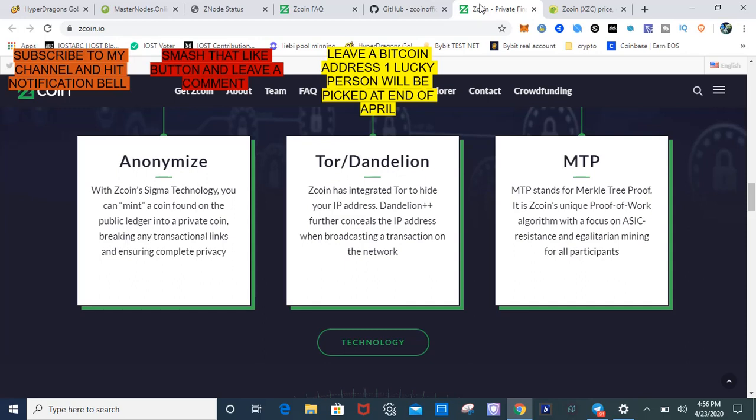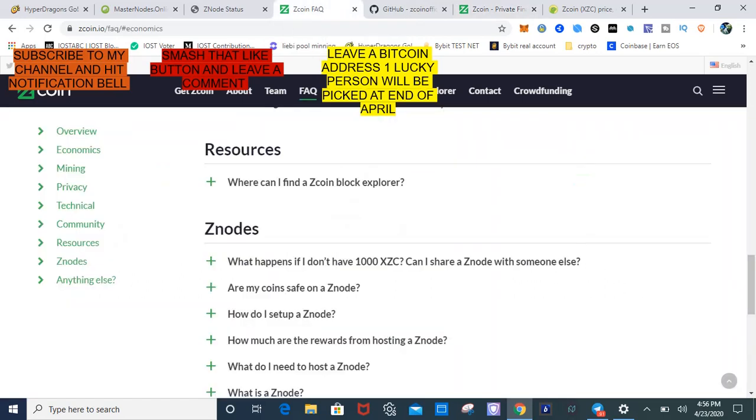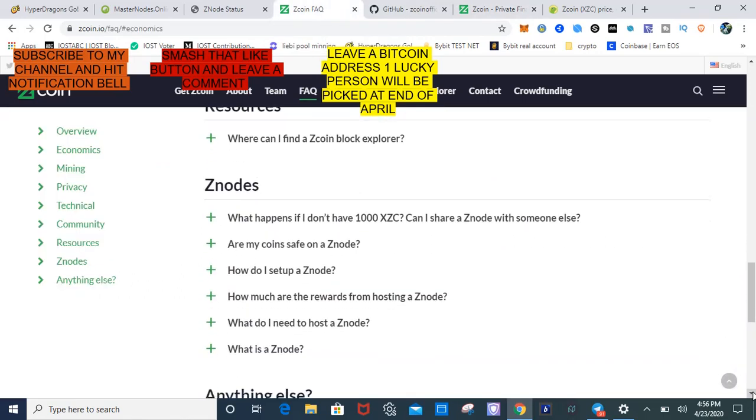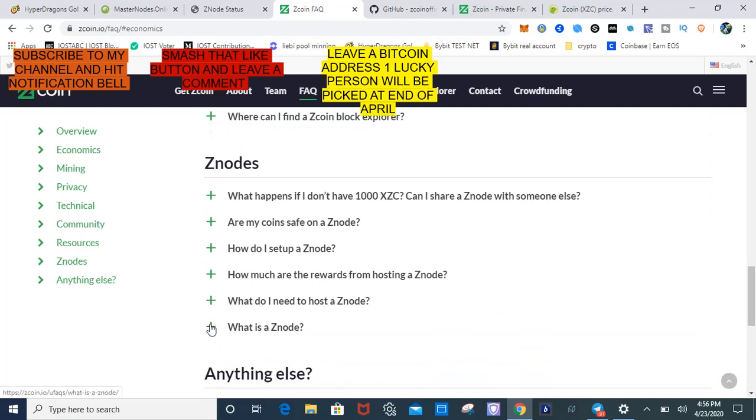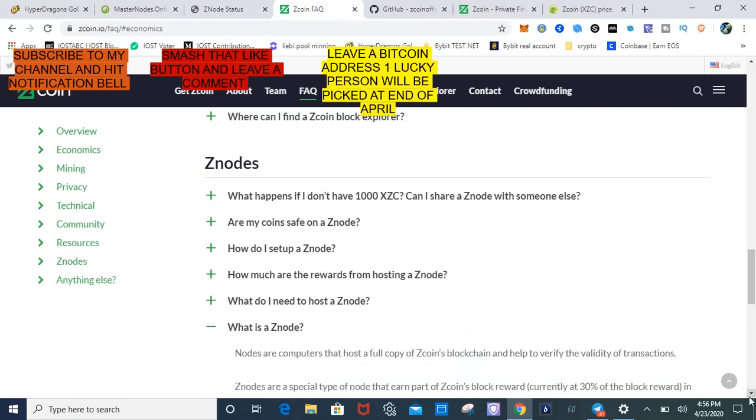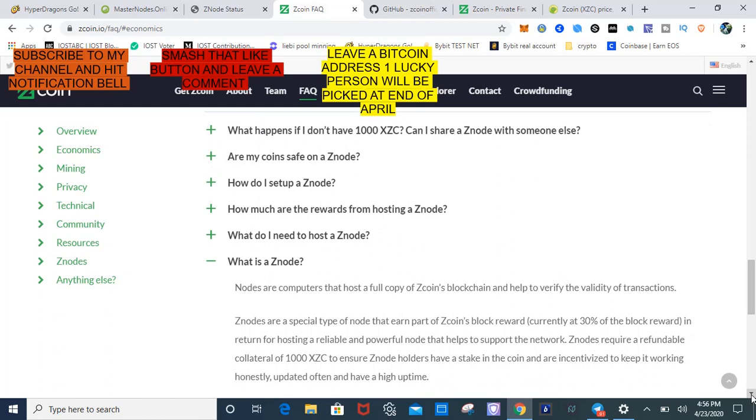So how do you get started with Zcoin? To get started with Zcoin, you have to have 1,000 coins, which is called a Znode. So what is a Znode? Znodes are a special type of node that earns part of Zcoin's block reward, which currently is at 30%, in return for hosting a reliable and powerful node that helps support the network.